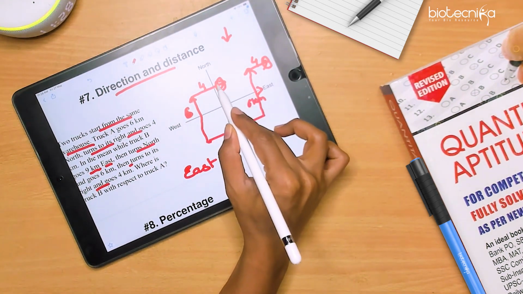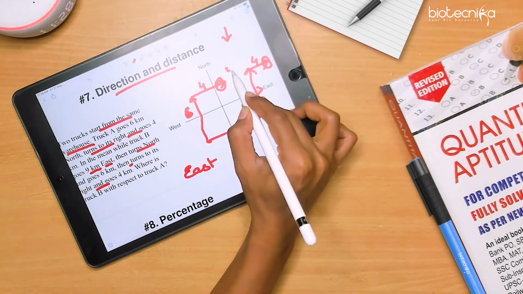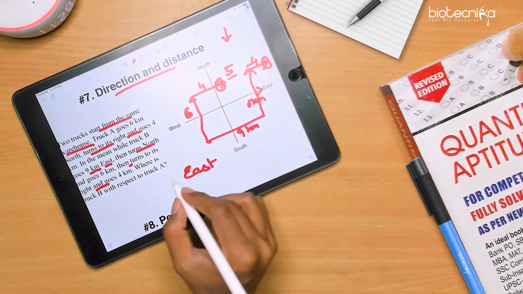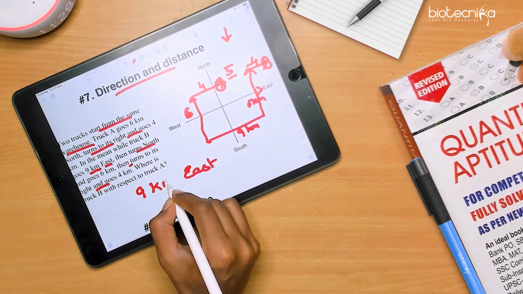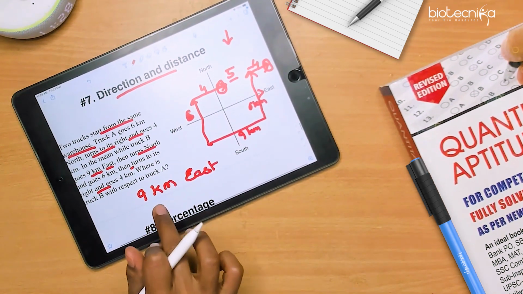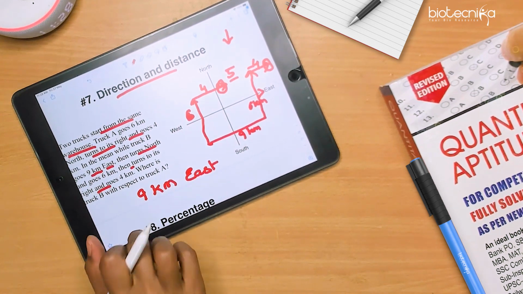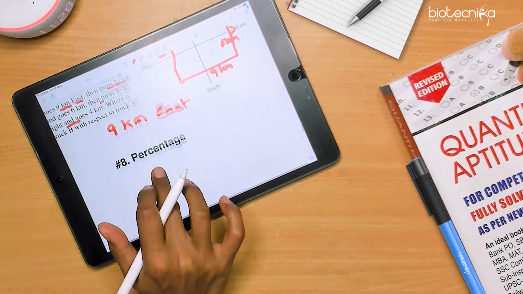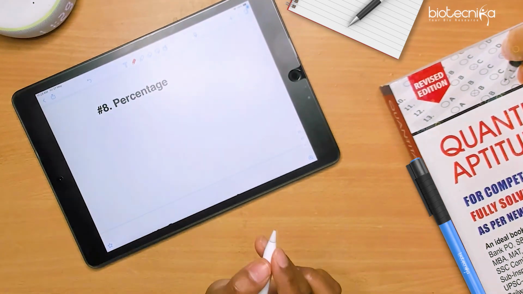So 4 is already covered out of 9. That means this is 5. So 5 plus 4, it will be 9 kilometers. So the answer is, with relation to truck A and truck B, they are 9 kilometers east of each other. All you have to do is draw the scenario and you will be able to figure it out easily.